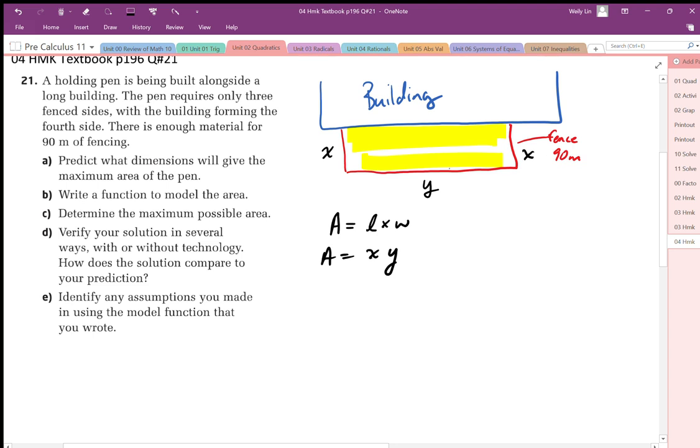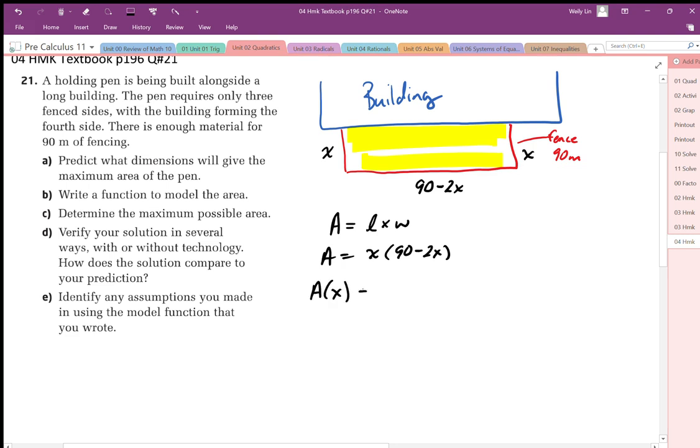Now, since we have some information about the length of fencing, instead of y, if these two sides are going to be x here and x here, I can say that the y side is going to be 90 minus 2x. I can get rid of the y like that and just say the whole length is 90 minus 2x. Then I can rewrite it as a function with one variable. This is now a function where if I choose an x, I can calculate the area.